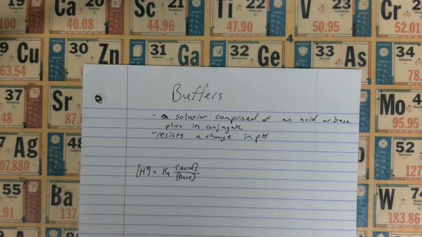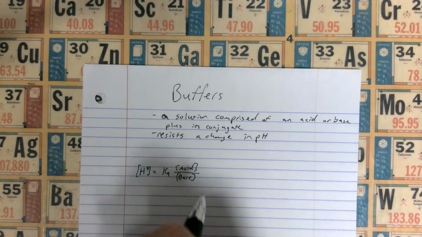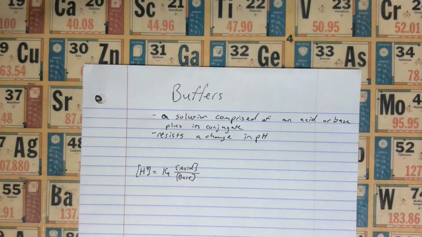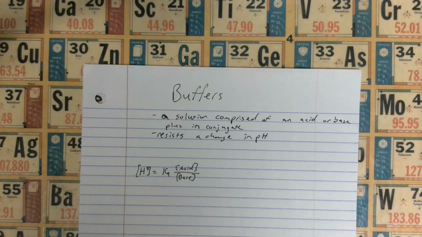So if we add acid, the base will neutralize the acid. If we add base, the acid will neutralize the base. So whether we add one or the other, the pH is not going to change much. And so this is good.